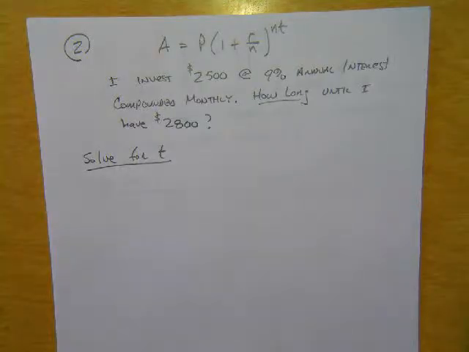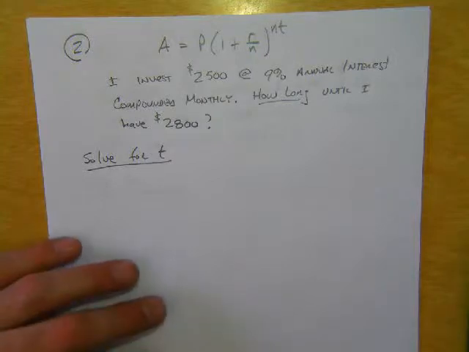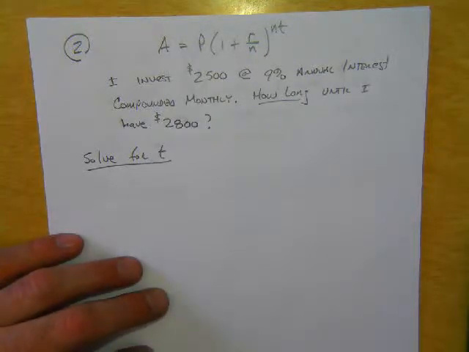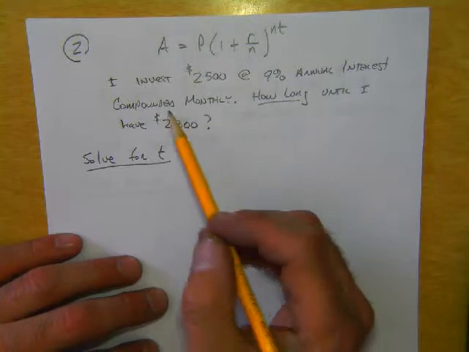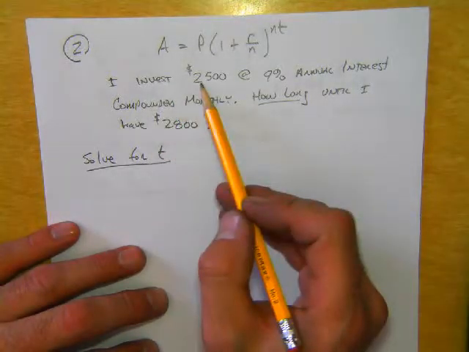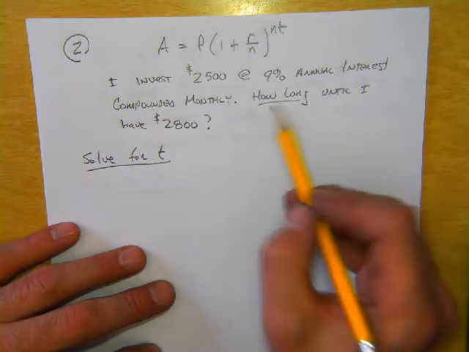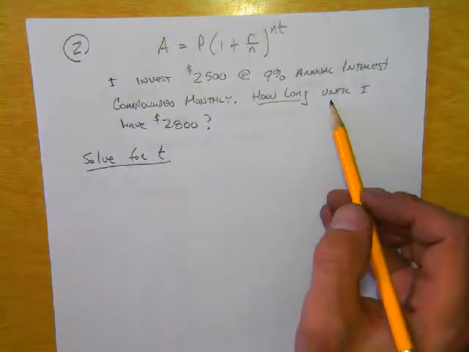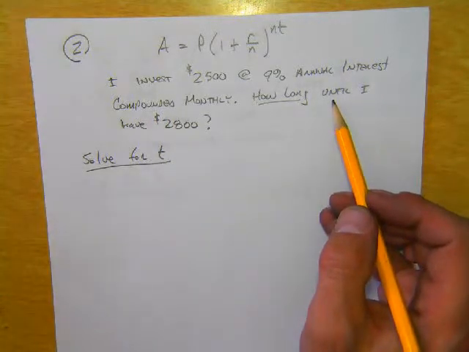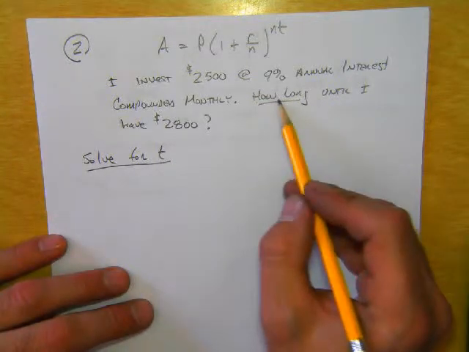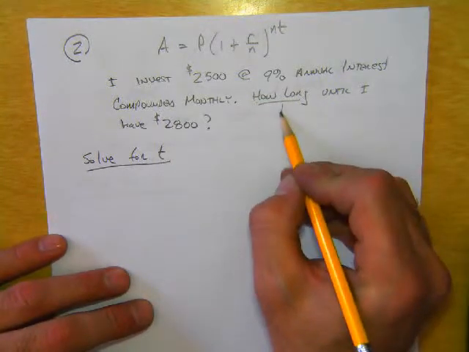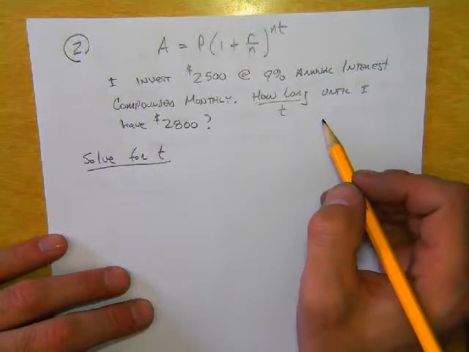Dave Stoblen here. We're solving compound interest formula, and in this particular case the problem says I invest $2,500 at 9% annual interest compounded monthly. How long until I have $2,800? Well, if the answer is how long, that means we're going to solve this equation for t.